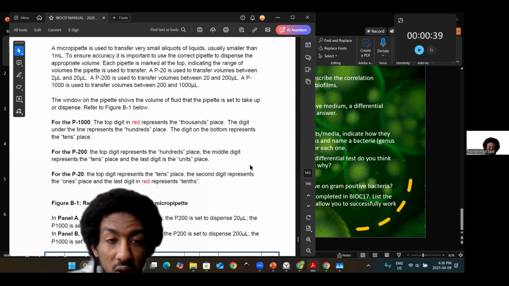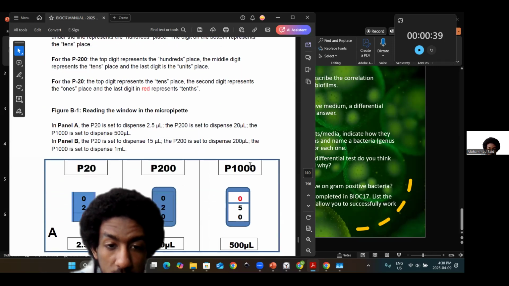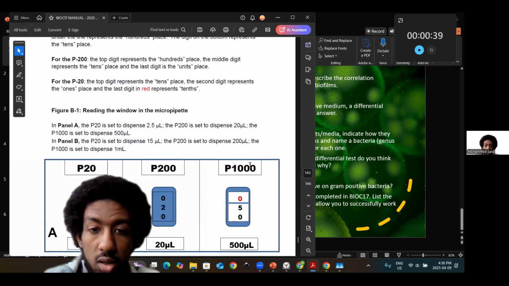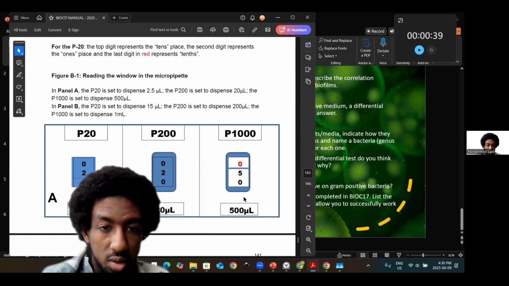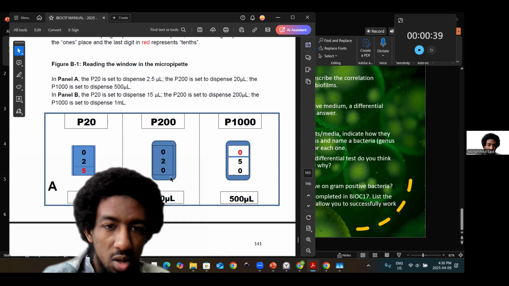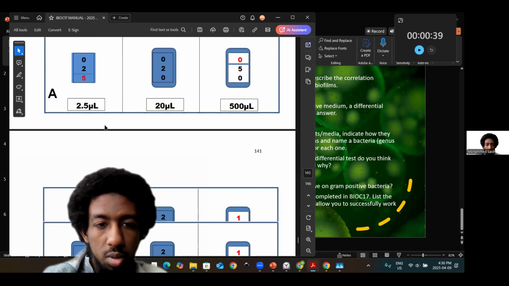Bear in mind that you know how to use a micropipette. You see the highlights here in the appendices. This is 500 microliters from a P1000. This is 20 microliters from a P200. And then this is 2.5 microliters from a P20. I'm actually reading the top, so I wasn't looking here.